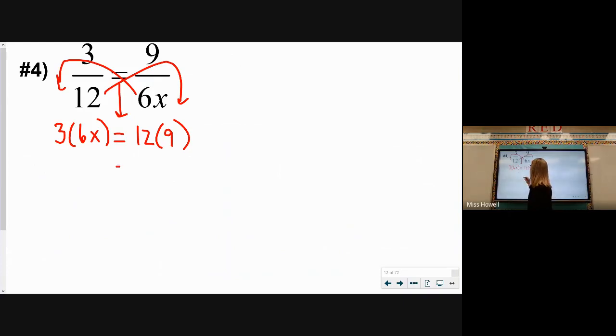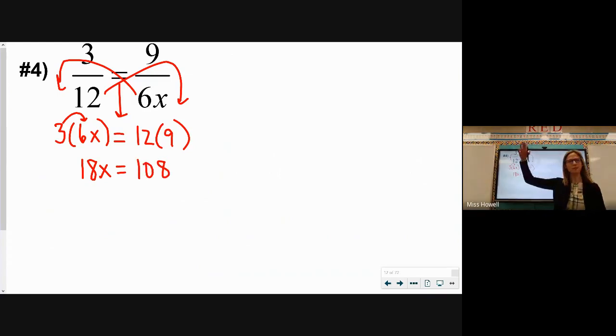Now let's do our products. Over here, this is a 3 times 6x, right? It's one big multiply still. So 3 times 6 gives us 18 times x. So 18x equals, and then over here, our 12 times 9 would just give us a 108. And now, even though it looked a little bit more complex in the original problem, once we get here, we still just have a 1-step equation where all we have to do is divide both sides by 18.